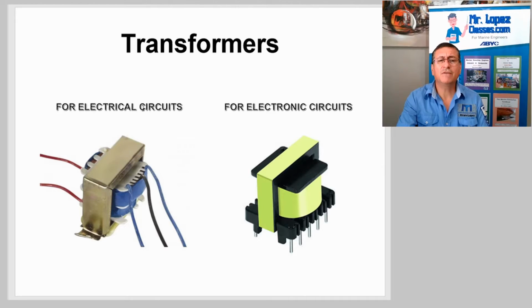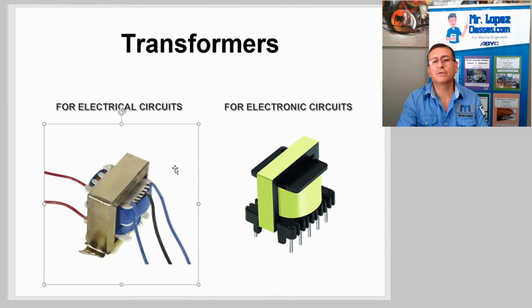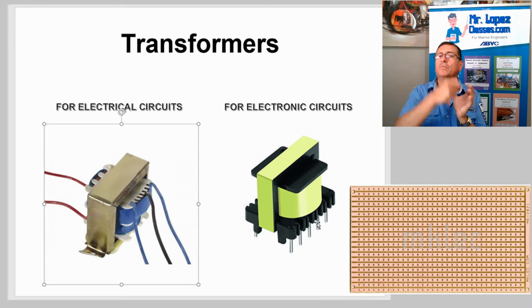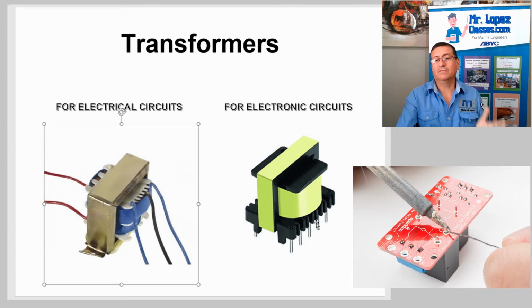On the page, you have at this moment two transformers. This one, the first one, is for electrical circuits. And this one, the second one, is for electronics. If you see the terminals, the legs, those legs are ready to be inserted in the circuit board and soldered. Both of them have the same function, but the second one will be integrated in a circuit board, and the first one is for an electrical circuit.